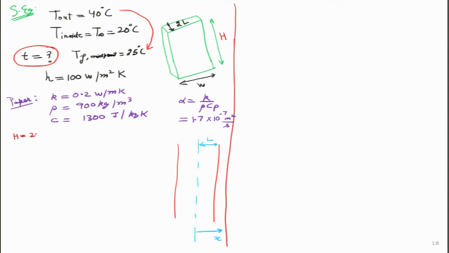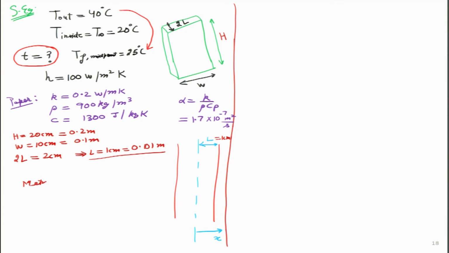The height I am taking as 20 centimeters, which is 0.2 meter. The width I am taking as 10 centimeters, which is 0.1 meter. And the thickness of the book, which is twice L, I am taking as 2 centimeters, which means the half length is about 1 centimeter, which is about 0.01 meter. That is this particular length over here. This length is 1 centimeter, the half thickness.